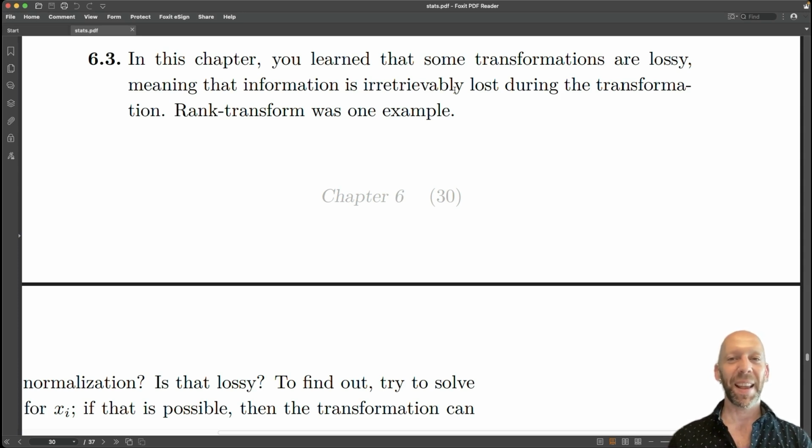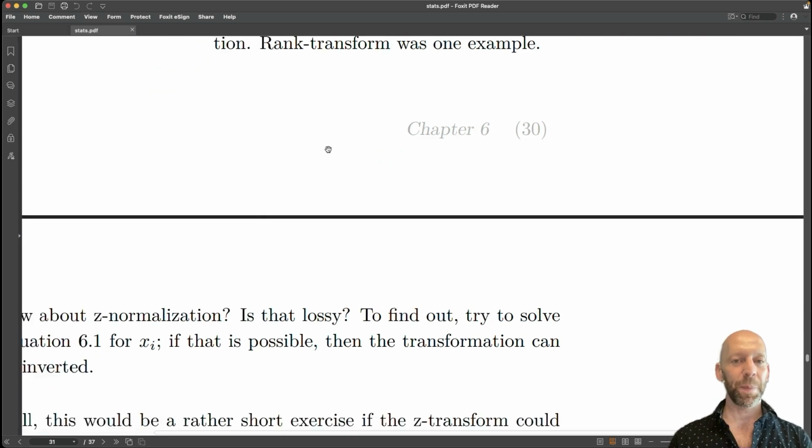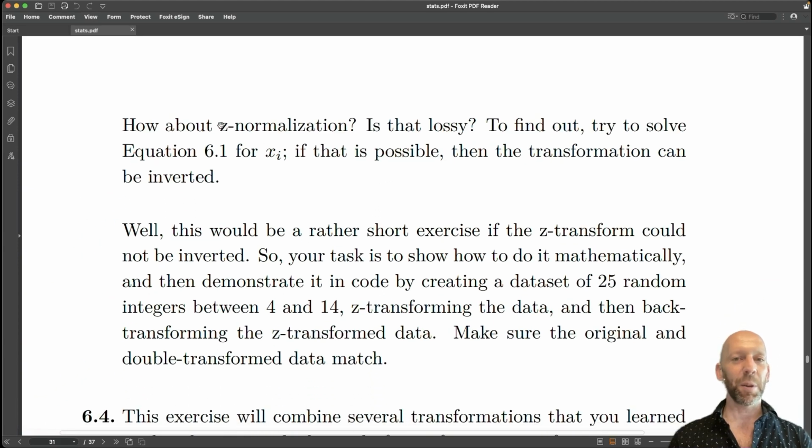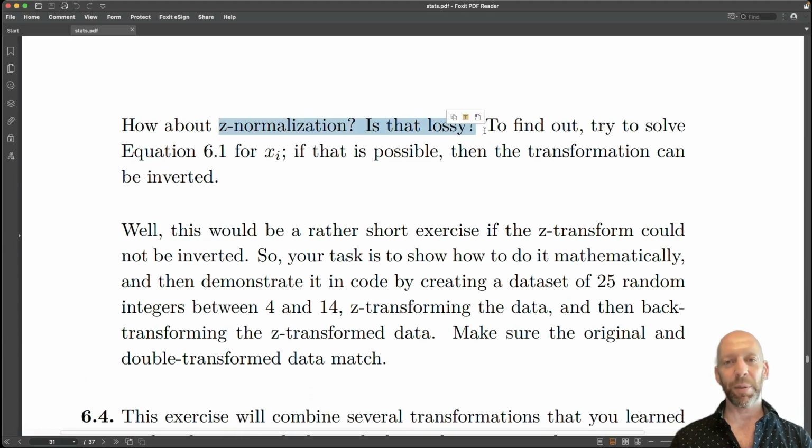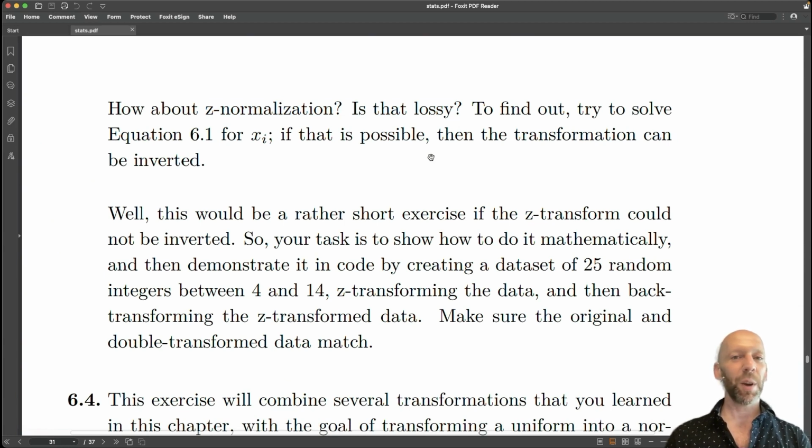So here I say that some data transformations are lossy, meaning that you transform the data and you lose information. And other transformations are perfect. They are not lossy, meaning you can transform back and forth all day long, and you will never lose any information. So how about Z normalization? Is that a lossy transform? To find out, I want you to try and solve equation 6.1 for xi. And if that's possible, then the transformation can be inverted.